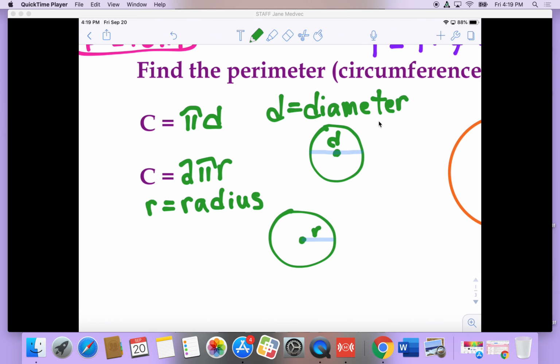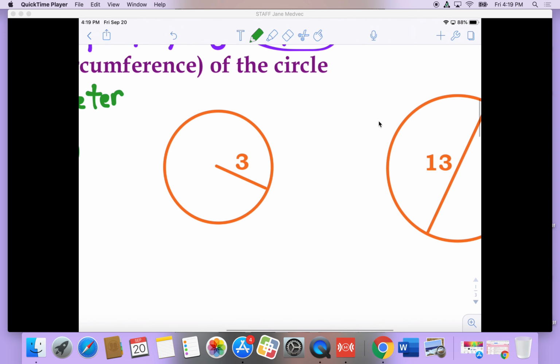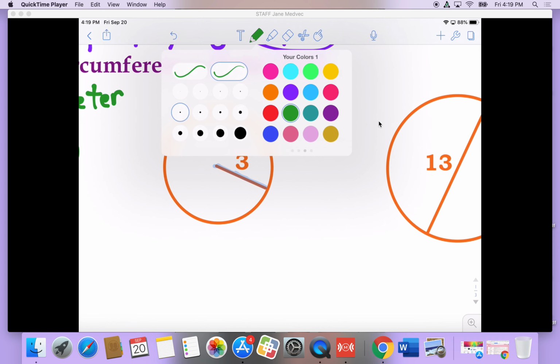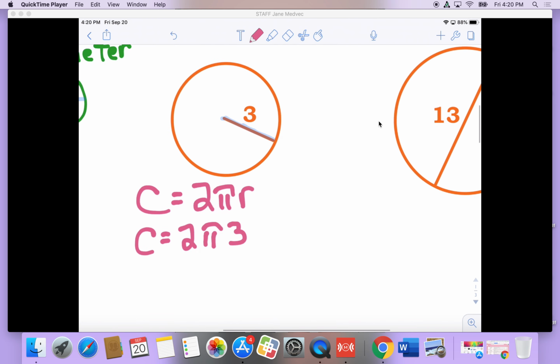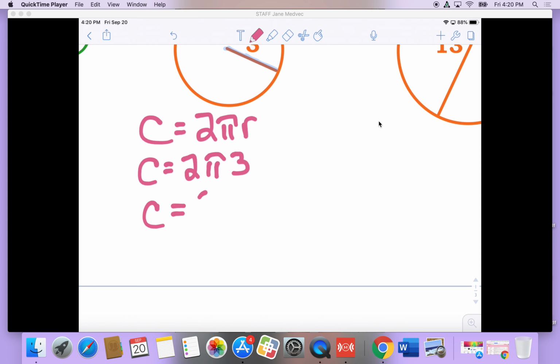Now, when we try to find the circumference of a circle, let's first take a look at the first circle. Notice that it's giving me the radius because I'm going from the center out to the outside of the circle. So the formula that I'm going to pick on this particular one is C equals 2 pi r. Again, when you solve these, you should have at least 3 lines of work. You need the formula, you plug the information in, and then you come up with your final answer. So C equals 2 pi times the radius, which is 3. The circumference is 6 pi.